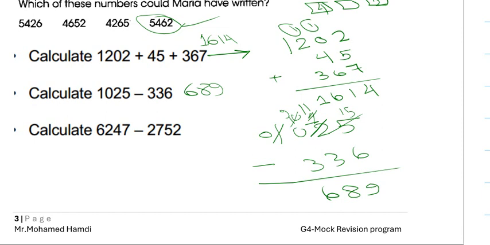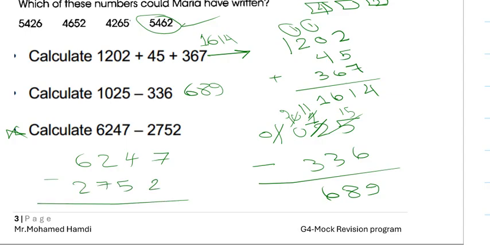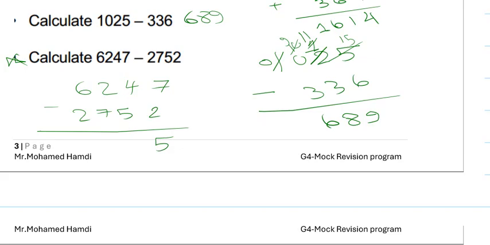For the last question, 6247, write the number from the right side, 7426. 2572, you have to line up the digits. 7 take away 2, you will find 5. 4 take away 5, you can't. You can't take 5 from 4, so you have to borrow 1 from 2. It will be 1, and this 4 will be 14. 14 minus 5, you will find 9.